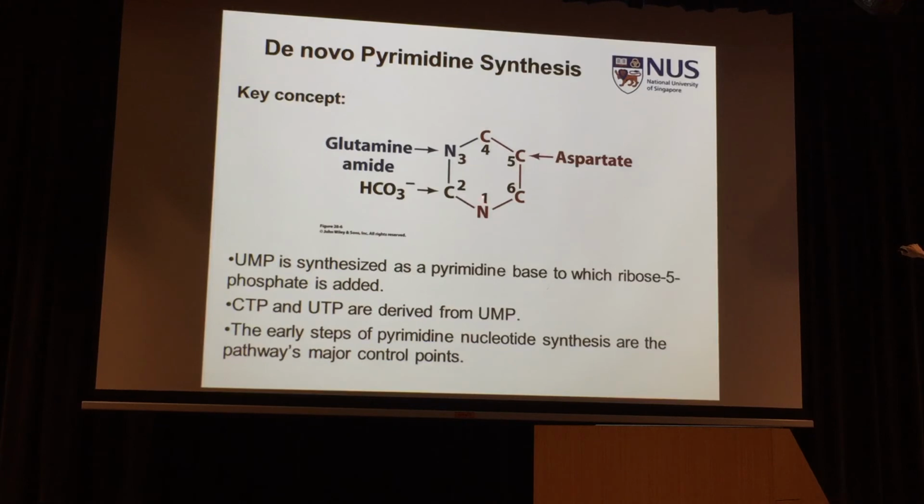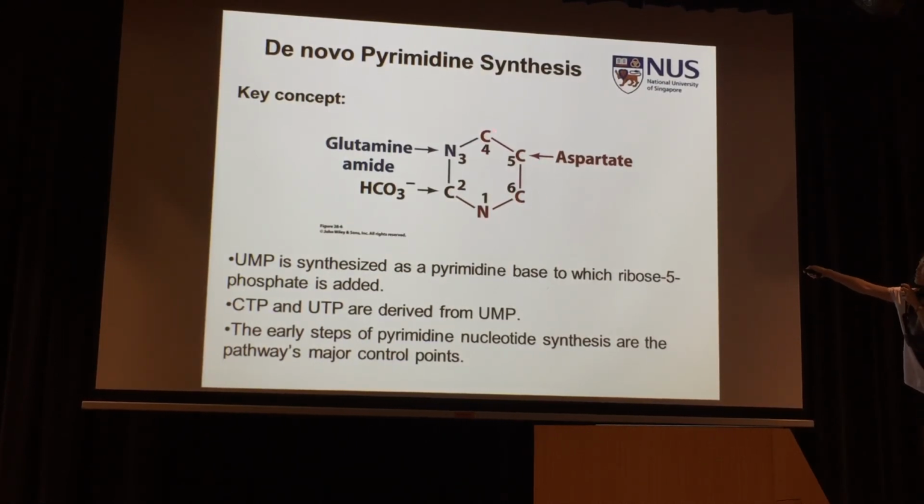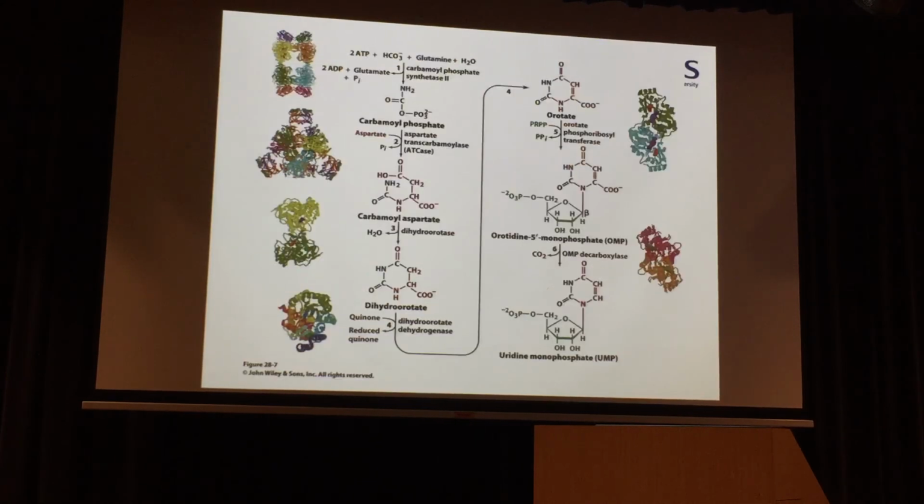So over here, N is 1, 2, 3, 4, 5, 6. And the whole carbon skeleton on the right side is contributed by aspartate. The red color, all shaded the same color, means it's contributed by the same precursor. You can always account for every atom. And over here, you have glutamine, and here, bicarbonate. So let's see how this is being made now.